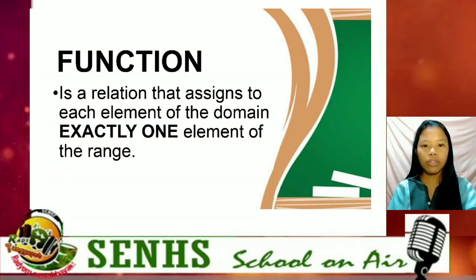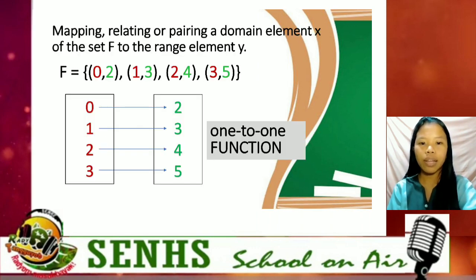Now let us talk about a function. A function is a relation that assigns to each element of the domain exactly one element of the range. So a relation is only a function if each element of the domain is assigned exactly one element of the range. How do we identify if a relation is a function or not? We have here an example. F is equal to the set of (0, 2), (1, 3), (2, 4), (3, 5).